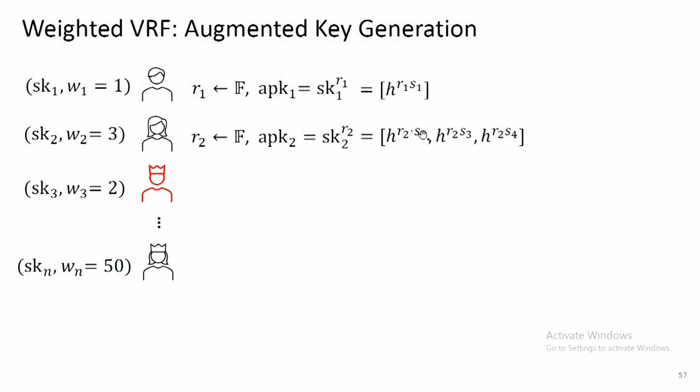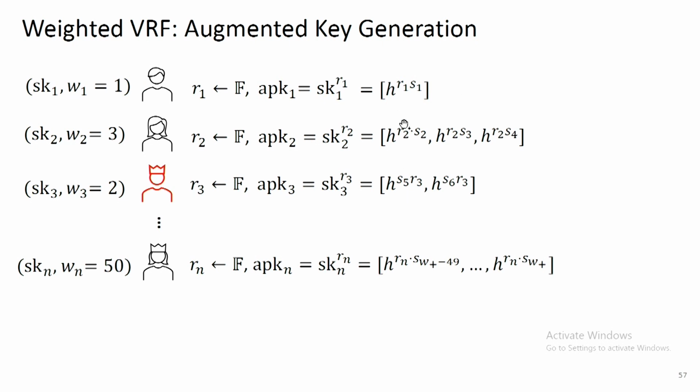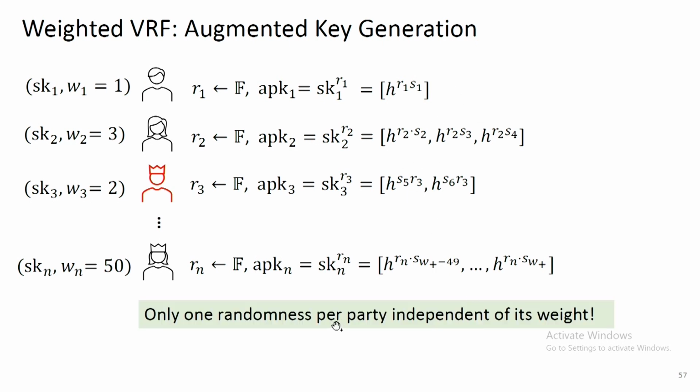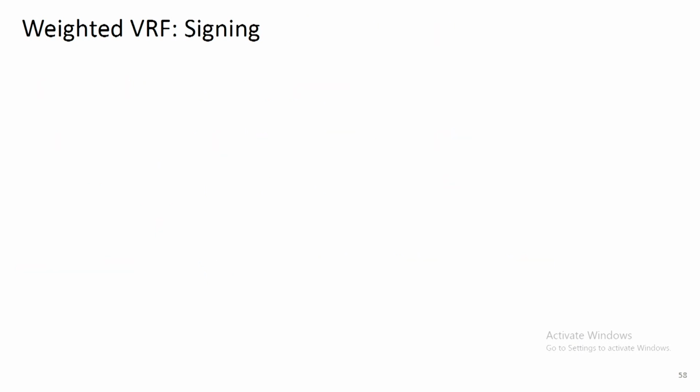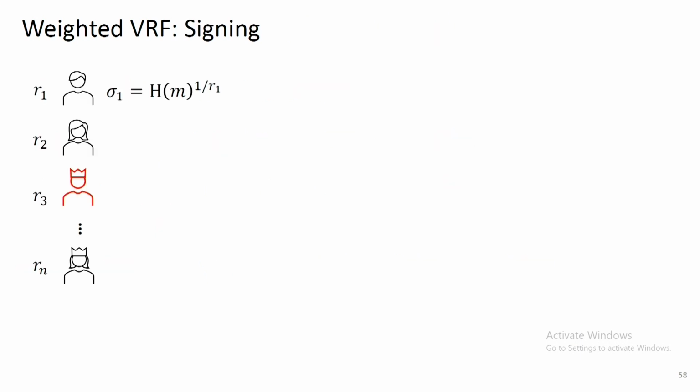Party 2 will also compute this. So although the augmented public keys depend on the weight, each party uses one random value independent of the weight. And that is the key point in our construction. So with one random value, the signing step is identical. See, the signing step is short.